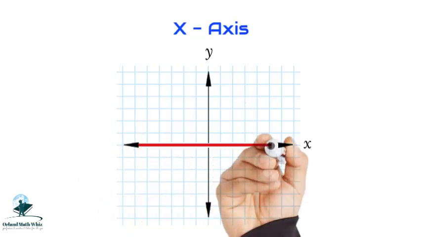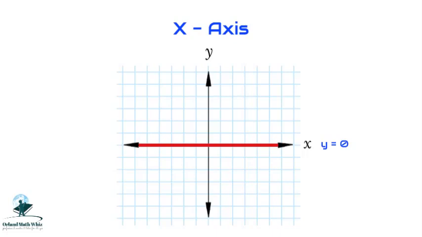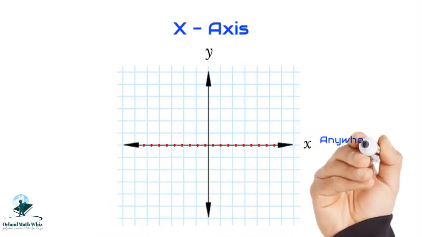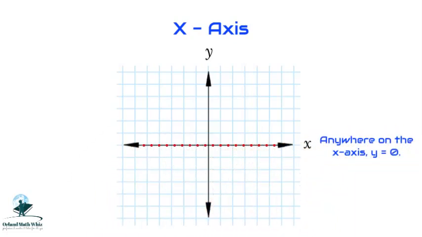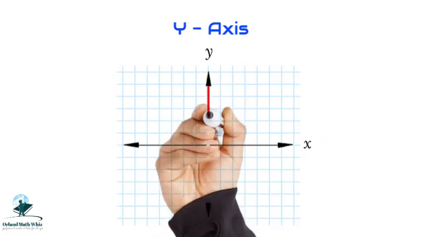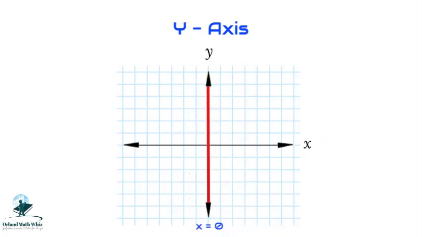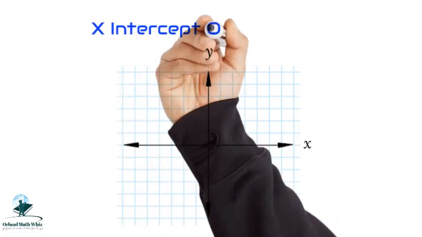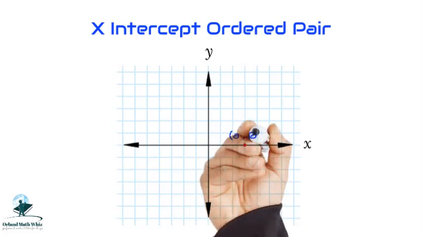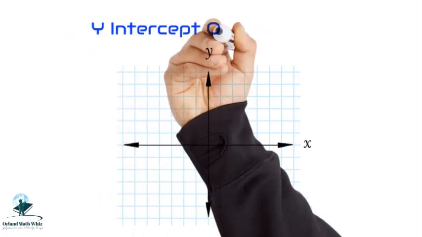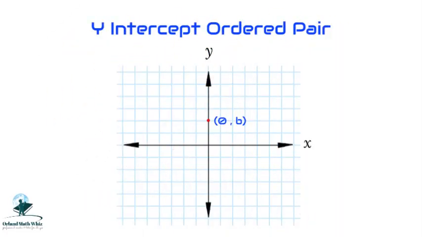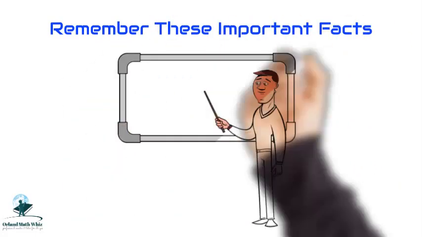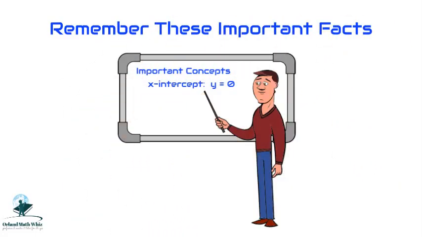The x-axis is the y equals 0 line. This means that anywhere on the x-axis, the y value is 0. The y-axis is the x equals 0 line. This means that anywhere on the y-axis, the x value is 0. So, the x-intercept ordered pair is (a, 0). The y-intercept ordered pair is (0, b). These are important facts to remember when exploring linear and other mathematical functions.